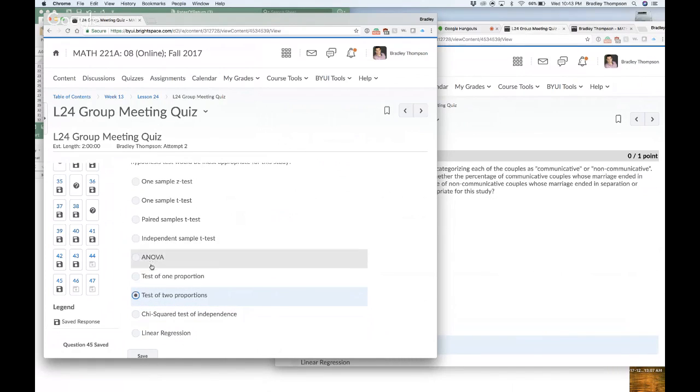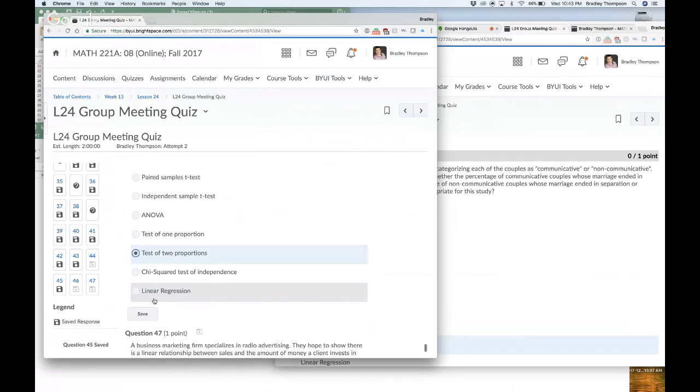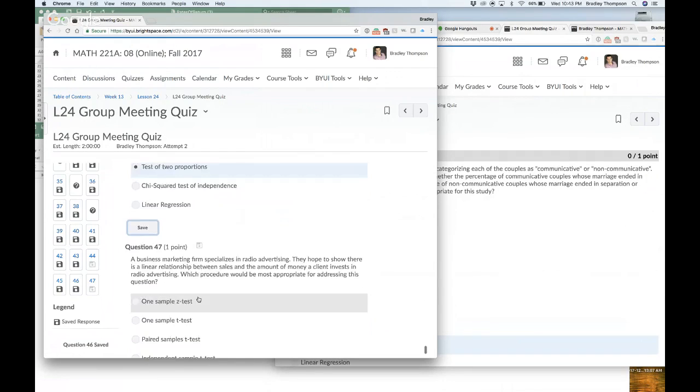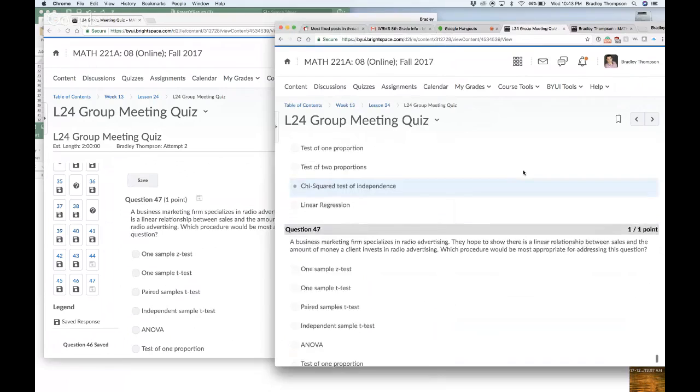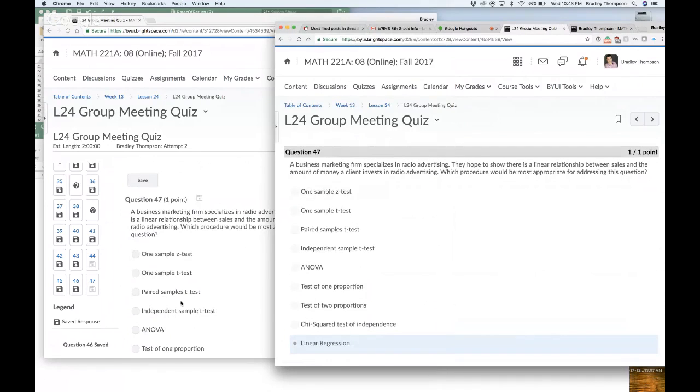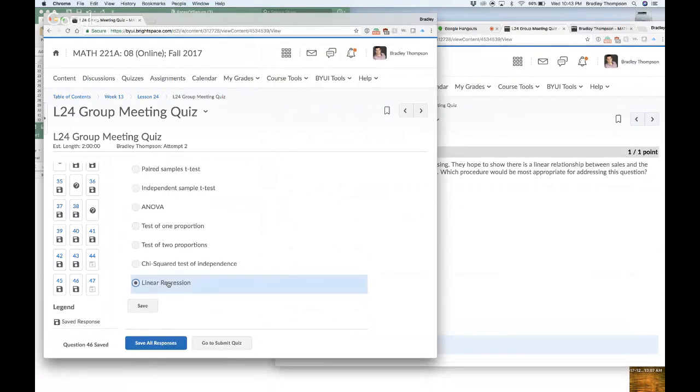Can you click differently on that? Yep. I think it was, we told you to do test of 2 proportions, so I'm pretty sure it's test of 2 proportions. That's what I have on my thing, but I haven't submitted yet. Yeah, I think that's right. I think you probably just accidentally moved it, because we never said anything on ANOVA. Okay, so I'm fully caught up now.